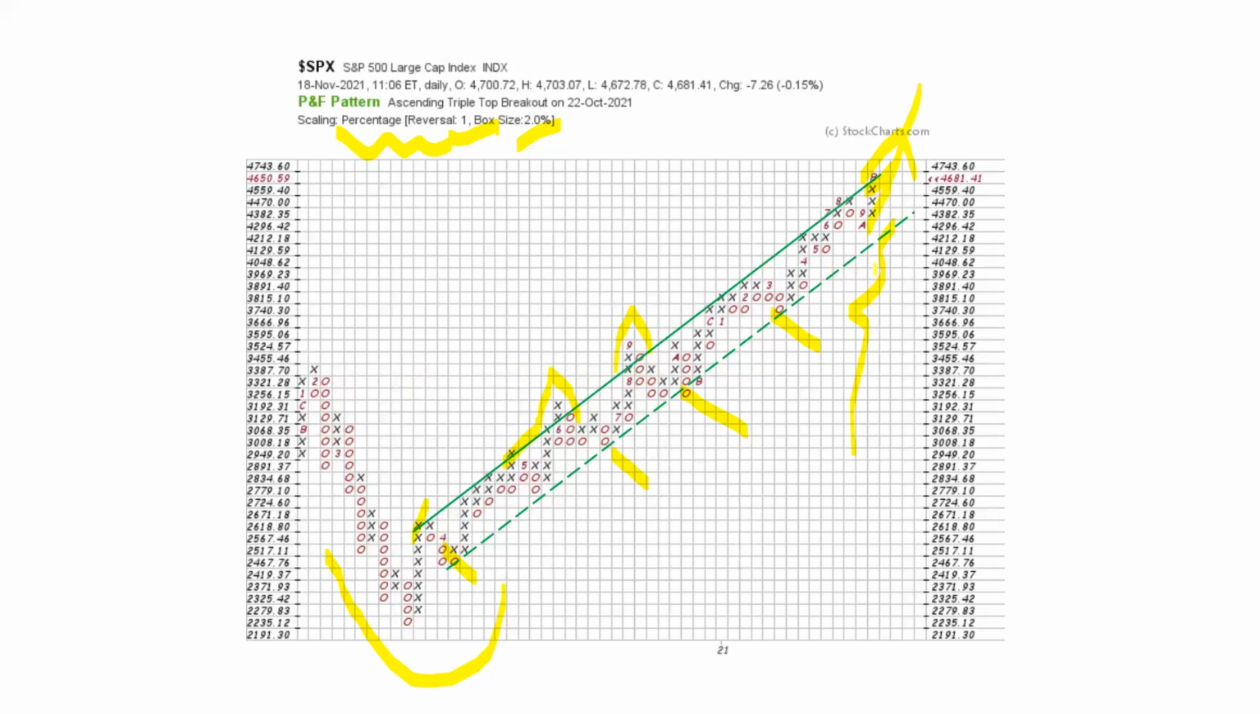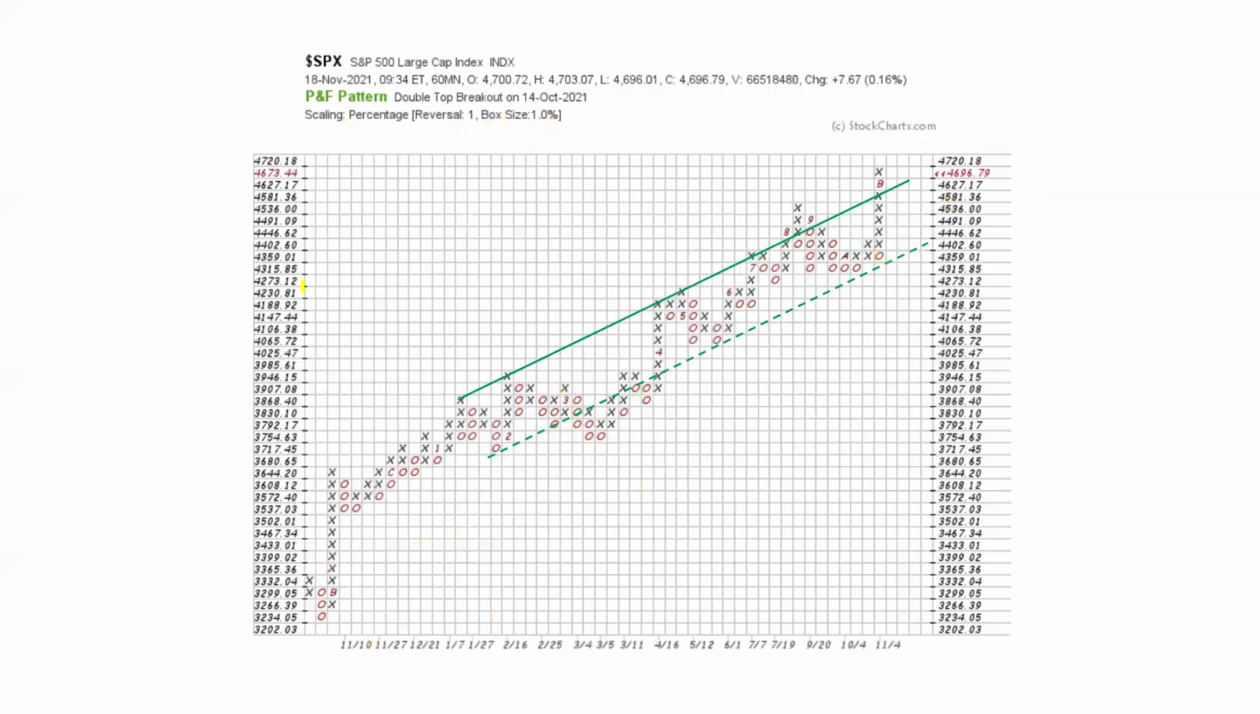We would do some horizontal point and figure count methodology to try to identify whether this is a place where it wants to stop and build a new causal structure for another move up. Hard to say, but from this analysis, we are effectively overbought.